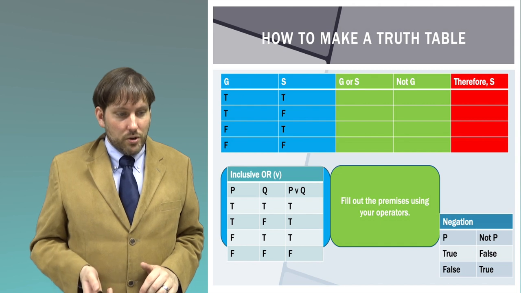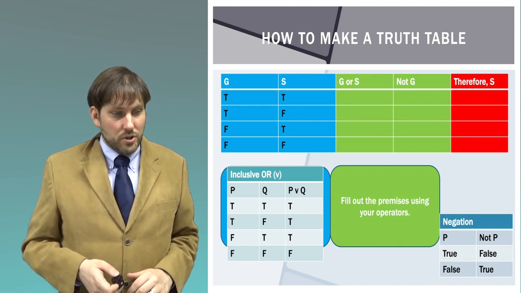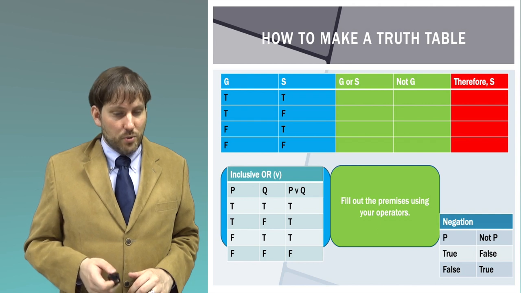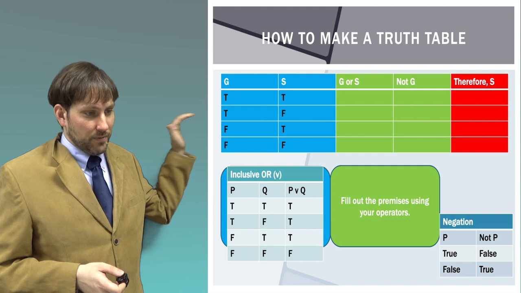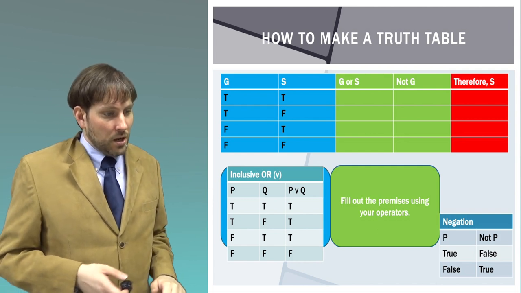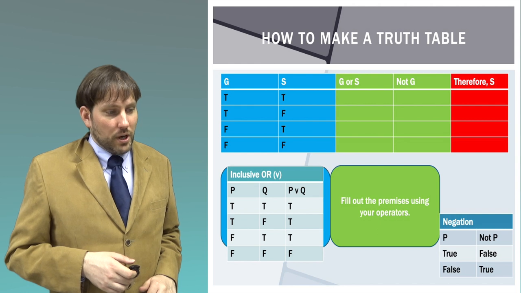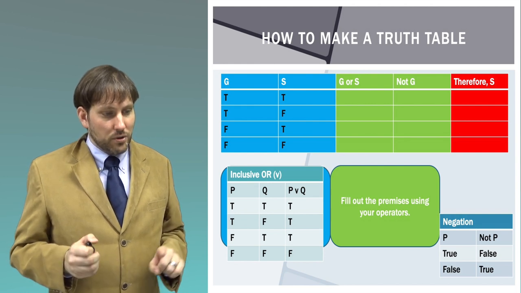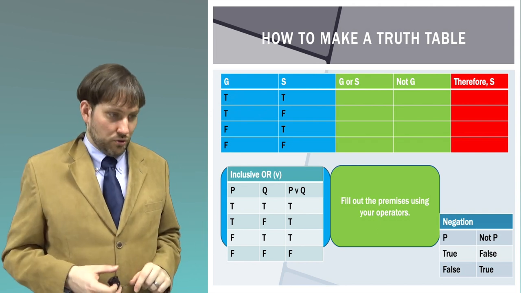Then we are going to fill out the premises using our operators. Let's start with negation. Negation means that we do the opposite. So we have not G, and everywhere on the not G row is going to be the opposite. It'll be false, false, true, true. We also have inclusive or. Inclusive or is true when both of them are true, or if either of them is true.